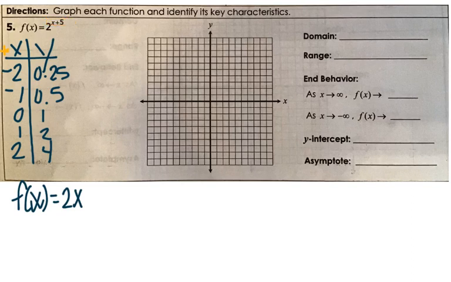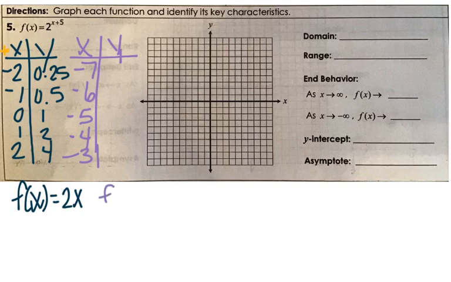So we are going to make a new xy chart with the transformation. So -2, if we go to the left 5, that would give us -7. -1 to the left 5 is -6. And just keep going. Okay, so we are essentially just subtracting 5 from each one of these numbers in the original XY chart. So this is your transformation XY chart for this function.